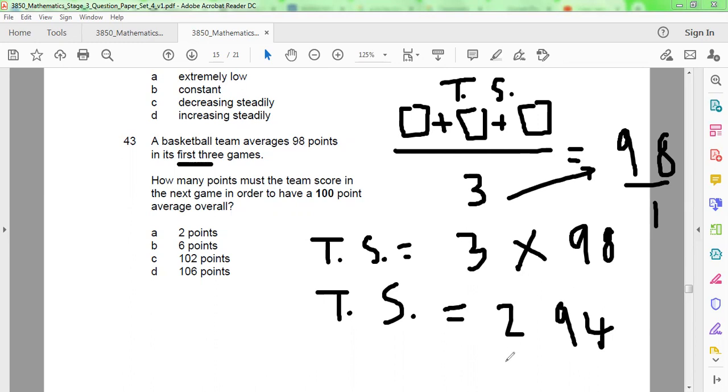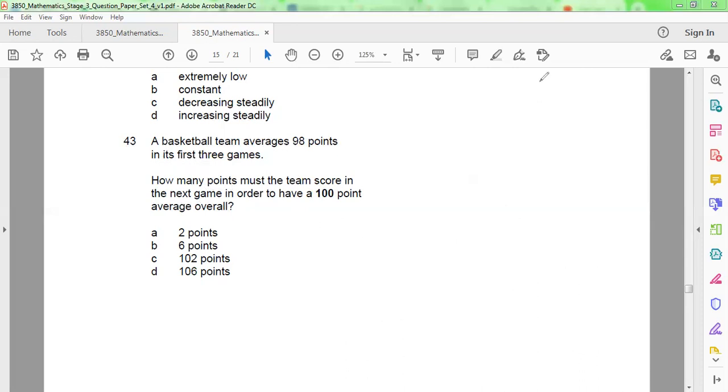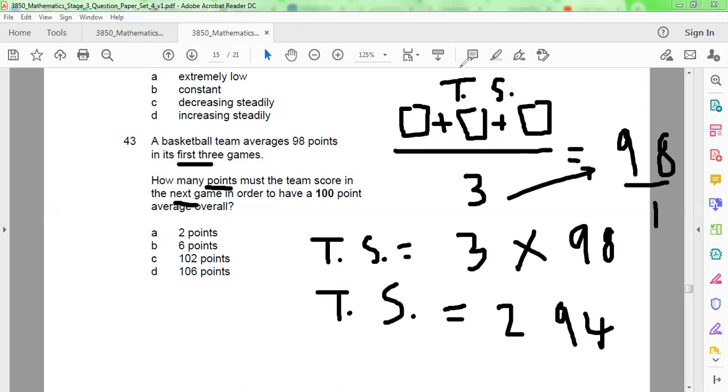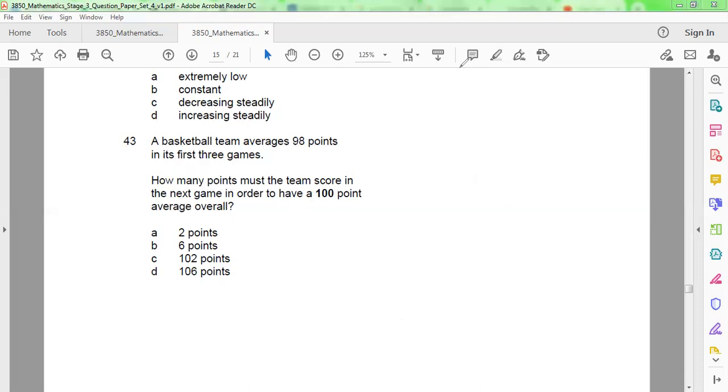What you want now? The question says, how many points must a team score in the next game in order to have a 100-point average overall? So that's the essence of the question. Notice it says what is the score in the next game. So we know that the total score for the first three games was 294.